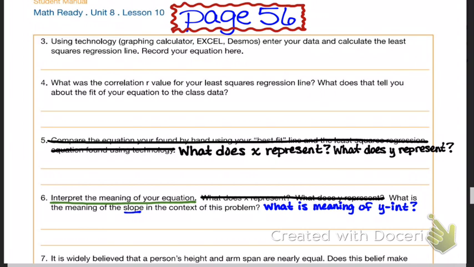After you get it all entered into the Google Sheet, you're going to create a graph, a scatter plot. You're going to find your least squares regression line. That's the line of best fit. Google Sheets calls it a trend line. You're going to make it tell you the equation of that line, and you're going to use it to find your R value.